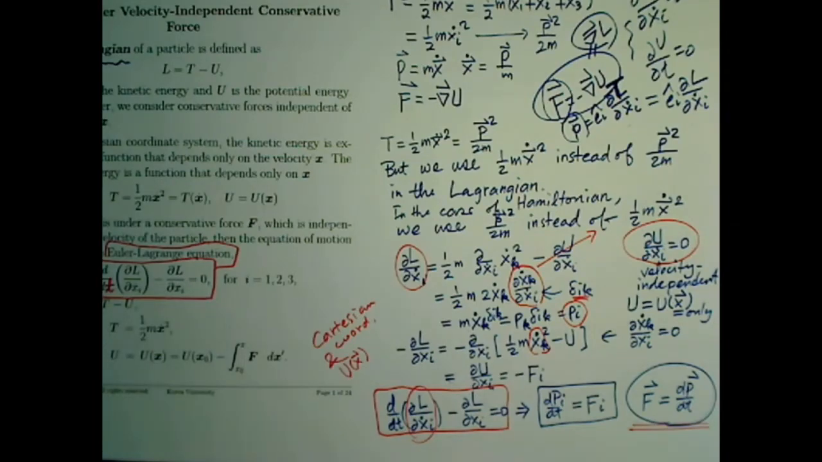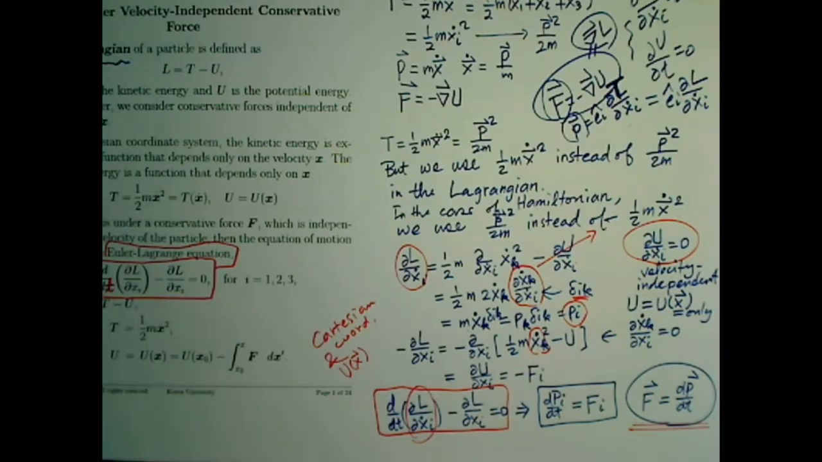It is because the kinetic energy has dependence on velocity, and the potential energy, in this case, we do not consider the velocity-dependent potential or time-dependent potential. If the potential energy is independent of velocity, then the Lagrangian's partial velocity derivative is the conjugate momentum p_i.